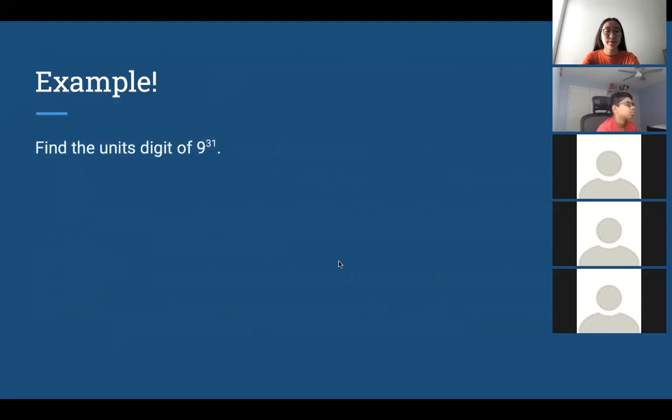So here's an example. Find the units digit of 9 to the 31st. So what should our first step be? Based off the last slide, what should our first step be here? Find the pattern. Yeah, perfect. So we need to write out all the exponents of 9 until we find a pattern.